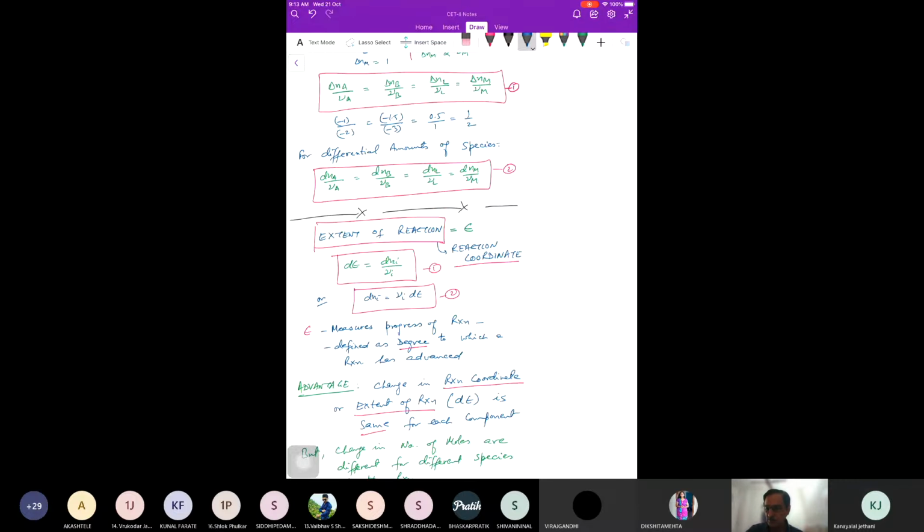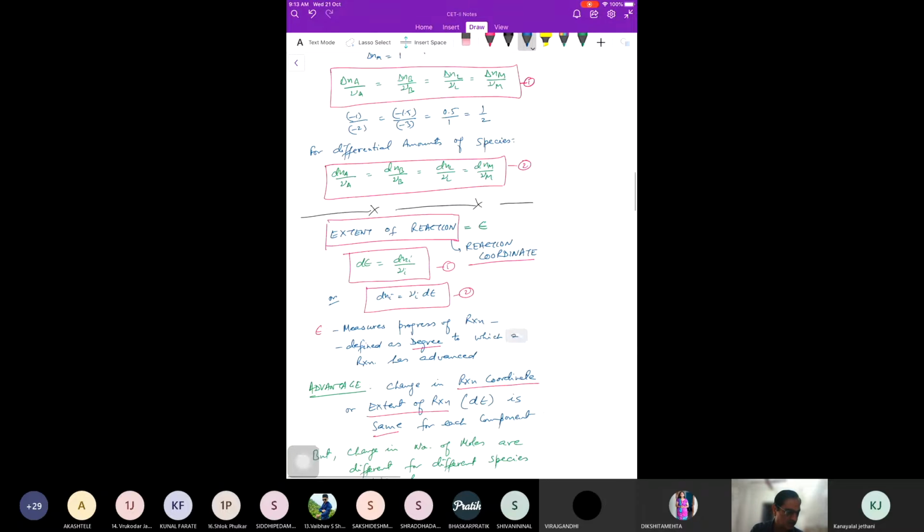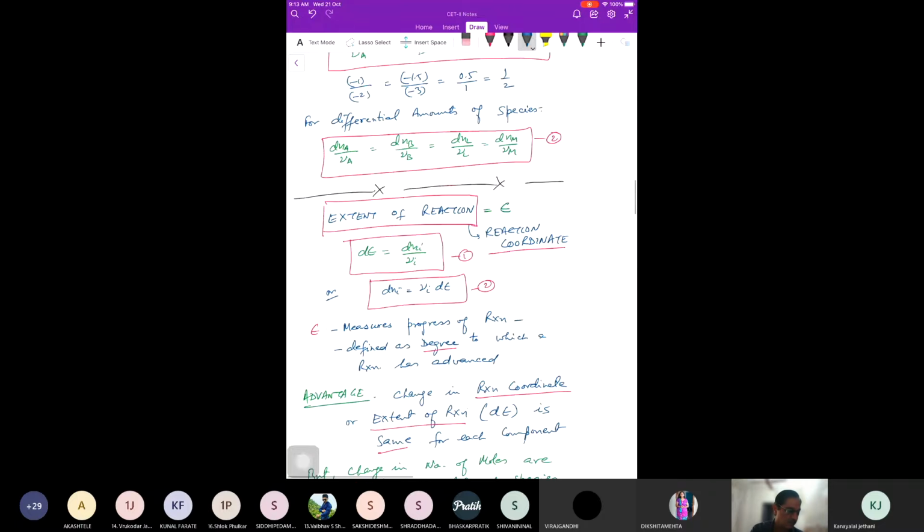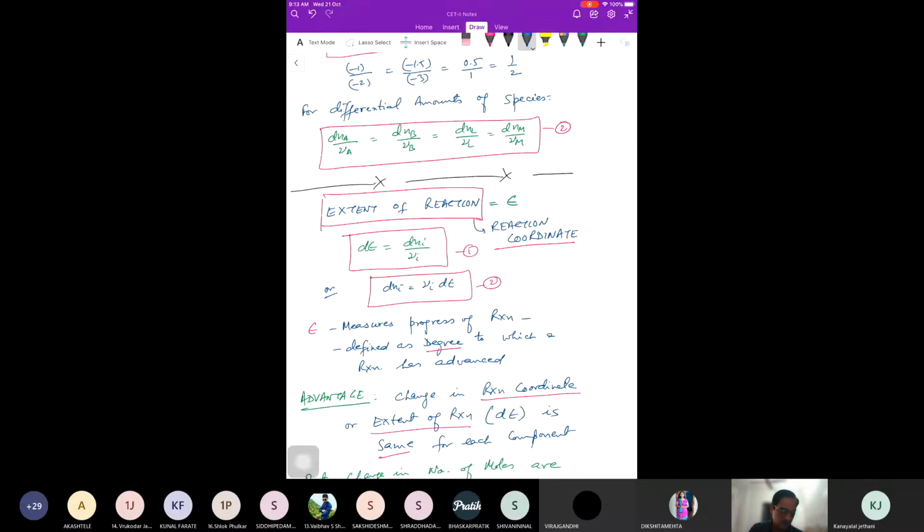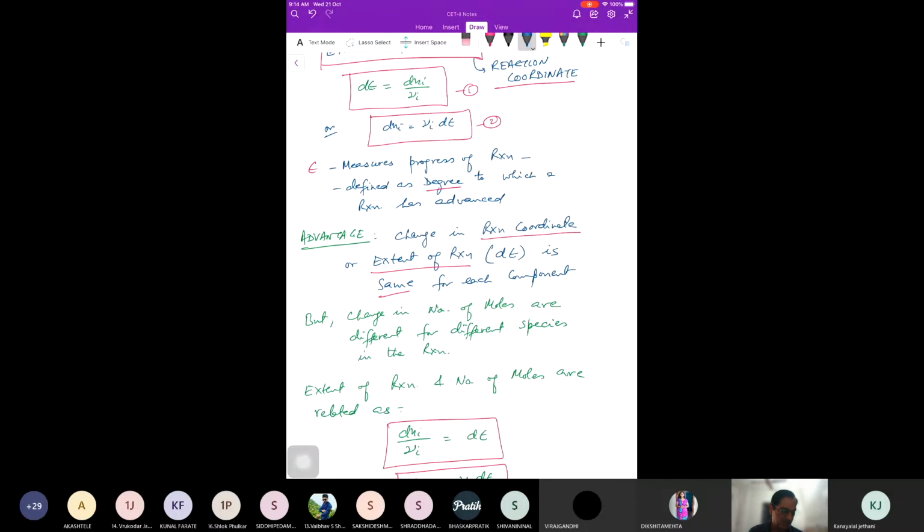And that's how we define the reaction coordinate or extent of reaction. Any questions on this basic definition? Because it's going to be used extensively in units 5 and 6. And if you don't understand this, you will not understand what we are going to see in these units. Epsilon measures the progress of reaction, defined as degree to which reaction has advanced or completed. So the advantage is change in reaction coordinate or extent of reaction is same for each component. That's what we saw, that dni upon nu i is constant, right? But change in number of moles are different for different species in the ratio, because nu i is different for each species.